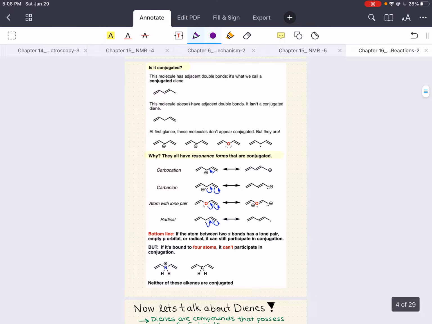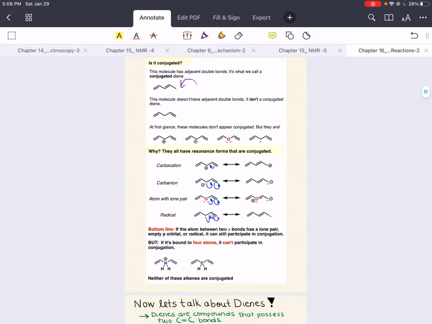A molecule that has adjacent double bonds, like we drew on the previous page, is called a conjugated diene. This right here, two double bonds right next to each other, is called a conjugated diene. In conjugated dienes, the pi bonds are separated by exactly one sigma bond. So look at these double bonds right here.